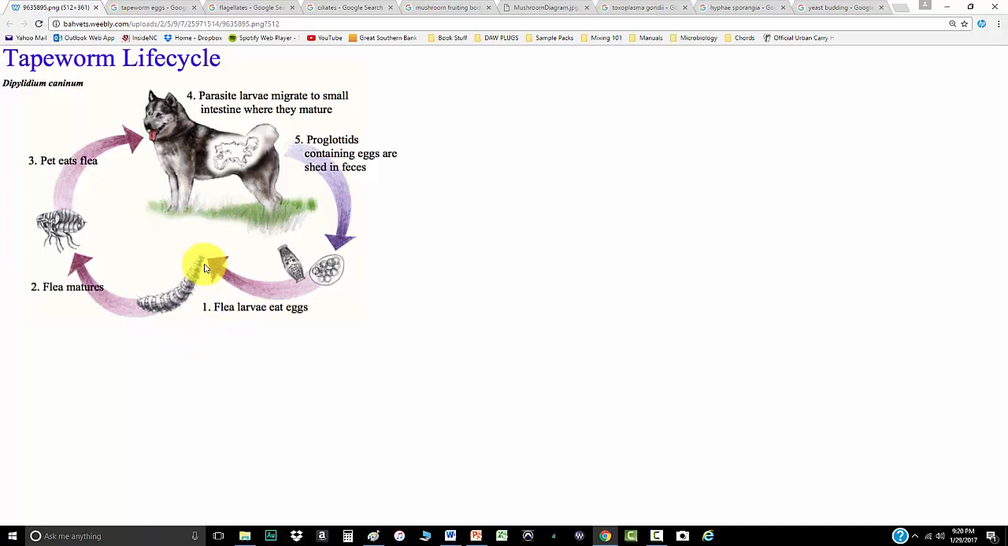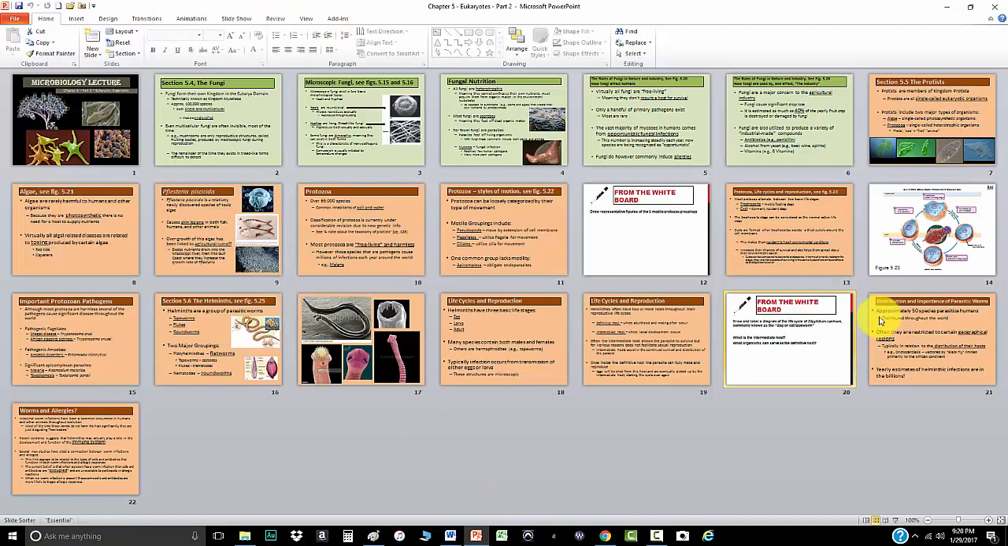And what they do is they eat the eggs, and when they eat the eggs, that actually allows the egg to develop into the next life stage within the flea larvae. So essentially you shed the egg and the flea larvae eats the eggs, and that actually allows the tapeworm to develop inside the flea larvae, which I know sounds totally unbelievable, but this is actually where we come back to what I said earlier about the intermediate and the definitive host.